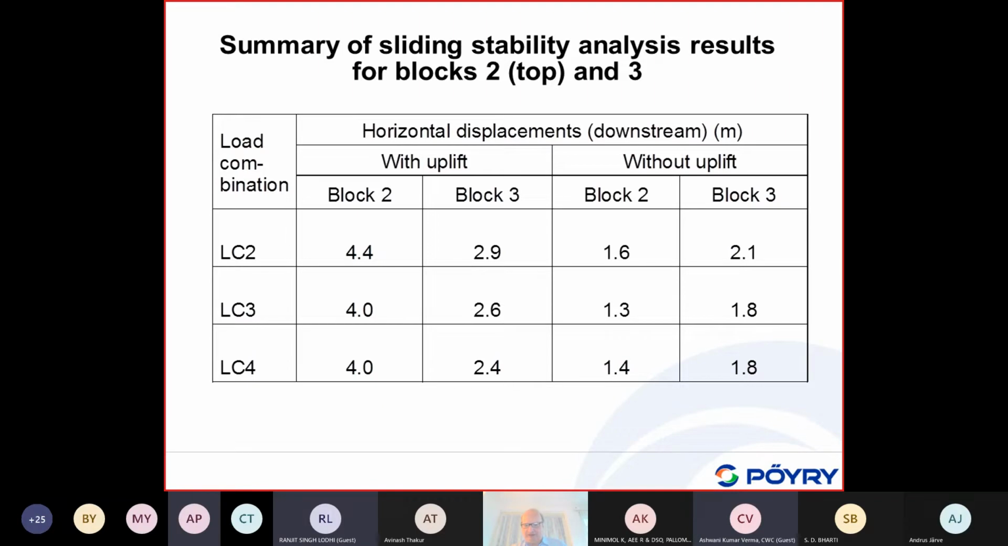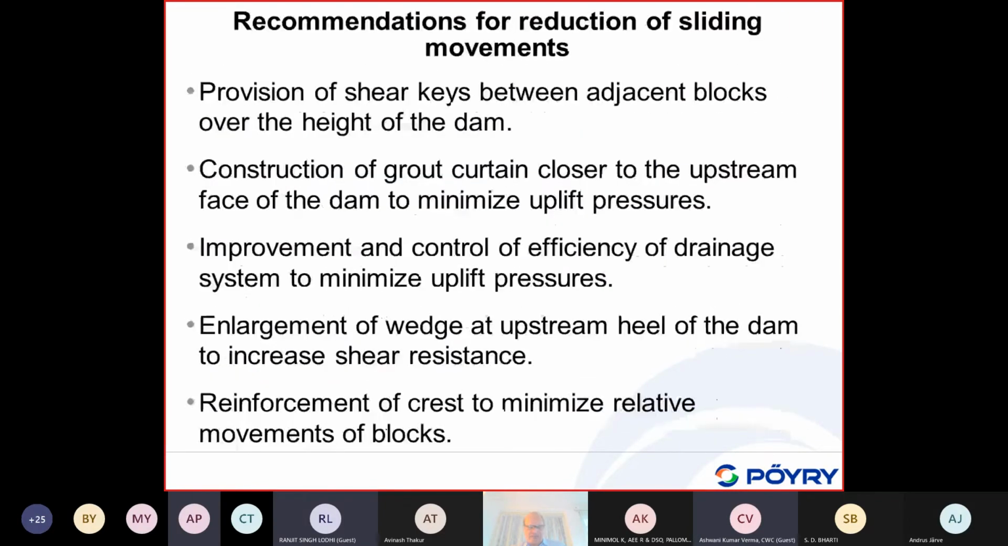So this is this brief summary. Now, to come to the conclusions, or let me say first to some recommendations for reduction of sliding movements. I would say a provision of shear keys between adjacent blocks over the height of a dam would, of course, prevent the relative movements of such blocks by 2 meters, as I have shown here.